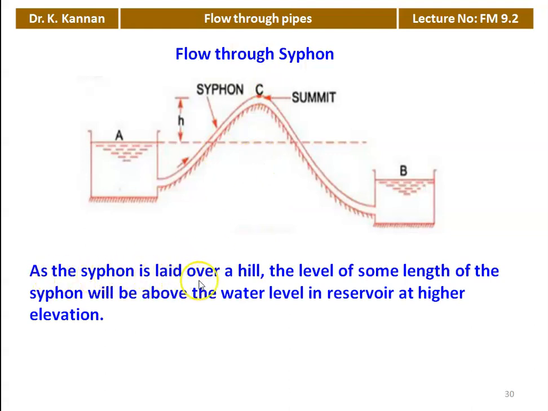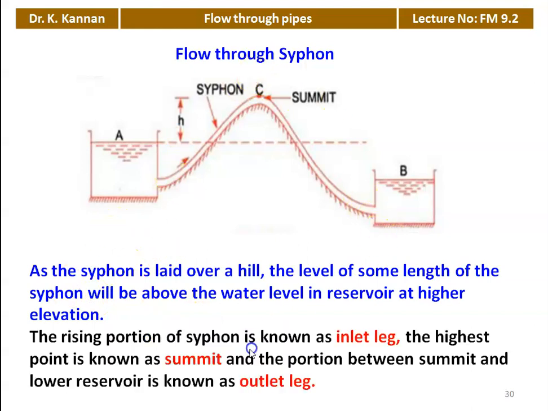As a siphon is laid over a hill, some length of the siphon will be above the water level in the reservoir at higher elevation. So look here, these two tanks are connected by a pipeline. This portion of the pipe is above the water level in tank A, and this kind of arrangement is called a siphon.